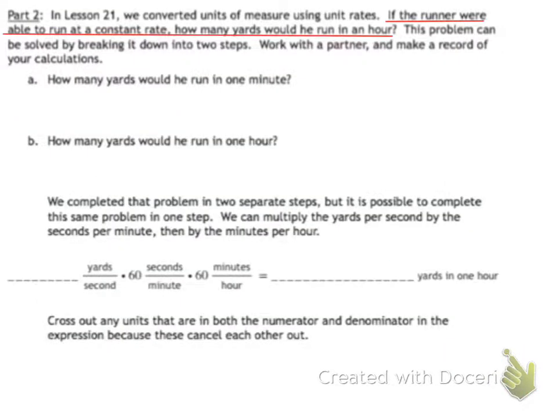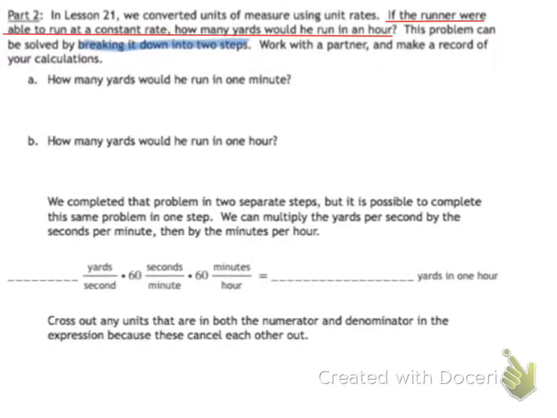I apologize if this was blurry. I promise next lesson will be way more clear. But now we're looking at this formula, and on top of that, we're converting units of measurement. So if the runner were able to run at a constant rate, how many yards would he run in 1 hour? So we're going to do this by breaking it down in 2 parts.